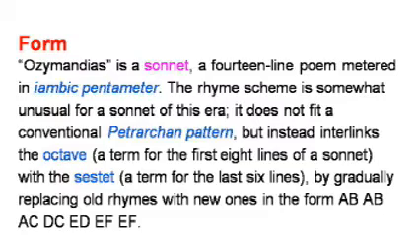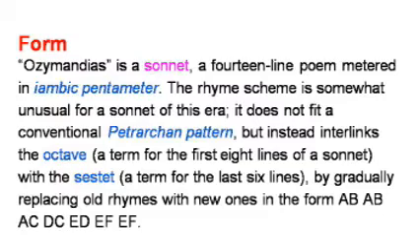The form of the poem, the structure, how it is made. So Ozymandias is a sonnet, a 14-line poem metered in iambic pentameter. Iambic pentameter means that a line has 5 metrical feet, each consisting of one short syllable followed by one long syllable. So this particular meter has 5 feet with stressed as well as unstressed syllables, or short syllables as well as long syllables.